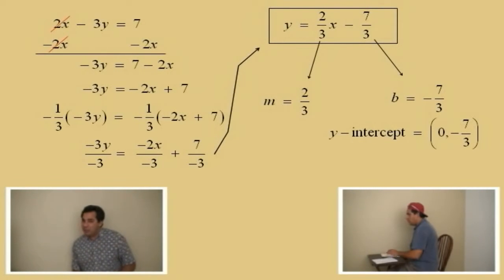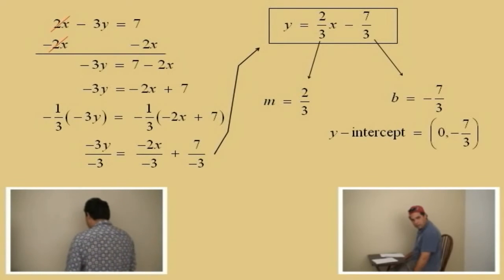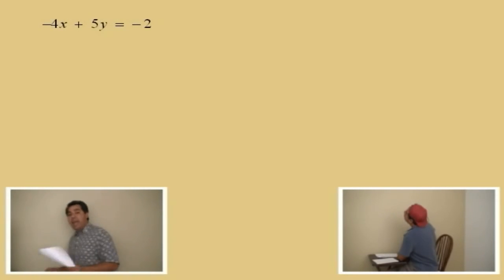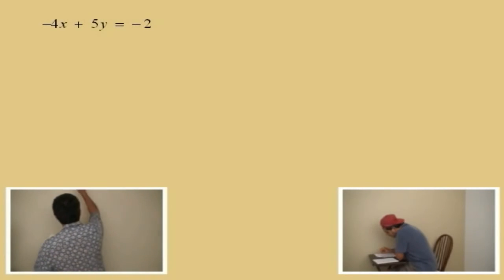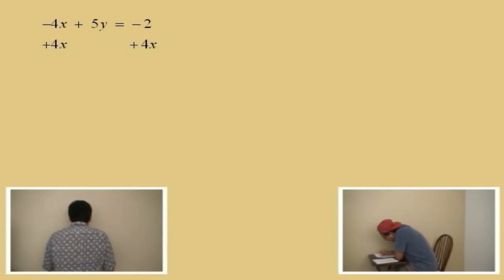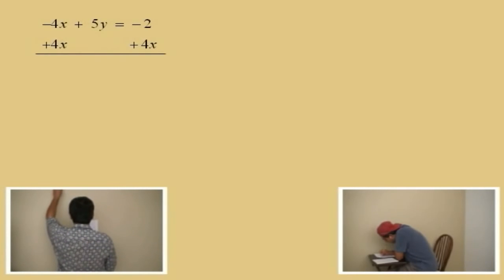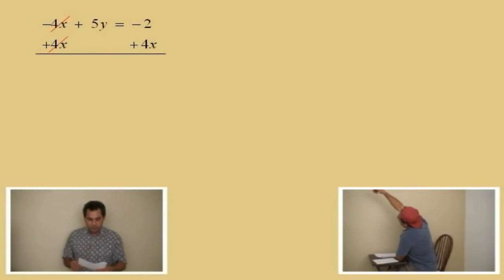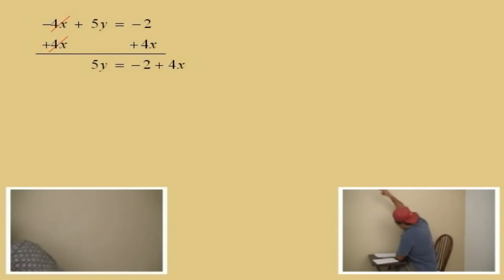Let's do another one. Let's take this one here. -4x plus 5y equals -2. Okay, Charlie, what do we do? Add 4x. Okay, this time we're going to add 4x to both sides. Bring down your bar. -4x plus 4x is what, Charlie? That's a 0 there. And what are you left with now? 5y. Okay, 5y equals -2 plus 4x.